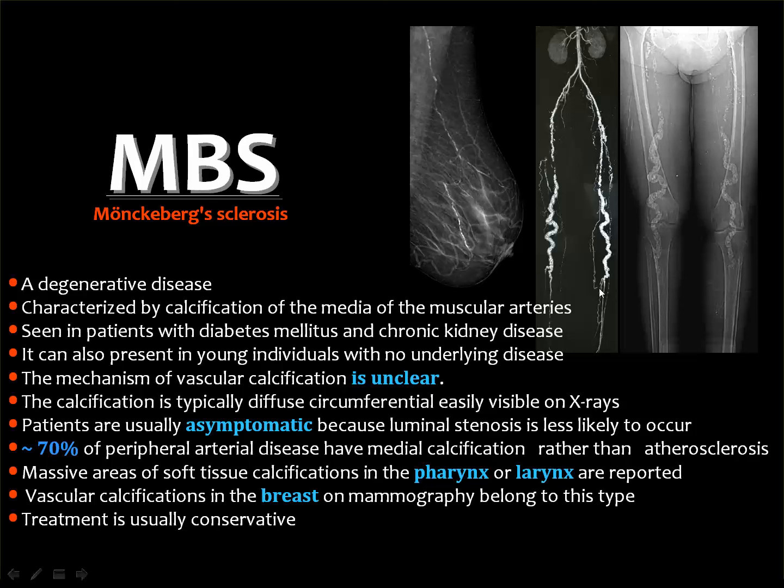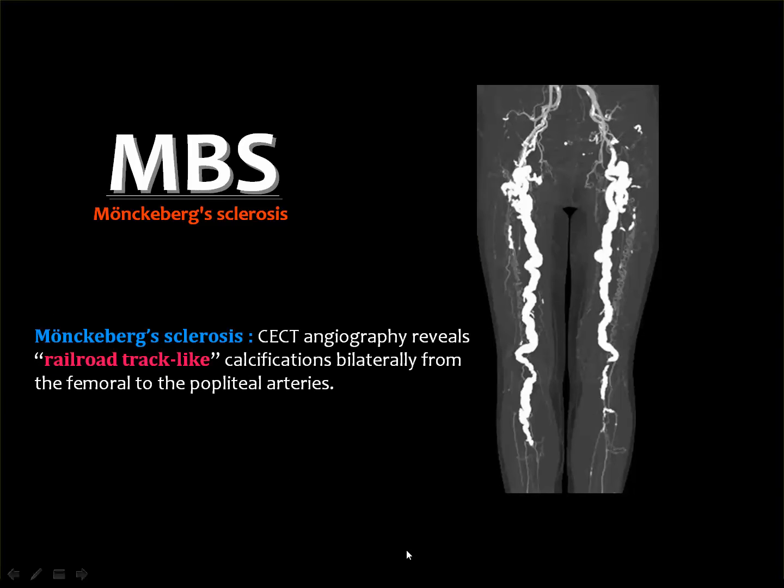But as you can see here, there is instead dilatation and tortuosity of the vessel. Sometimes patients with Monckeberg sclerosis may have calcium in the pharynx and in the larynx as well. And they also said that the breast calcification seen on mammographic images belongs to this type of arterial disease, and the treatment is usually conservative.